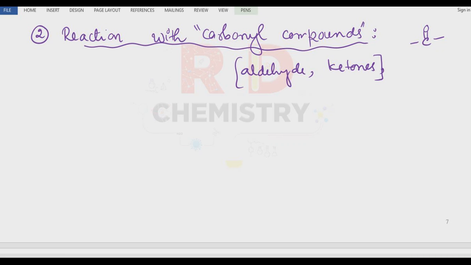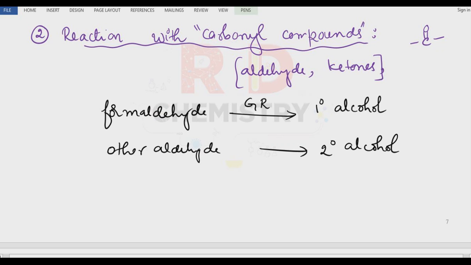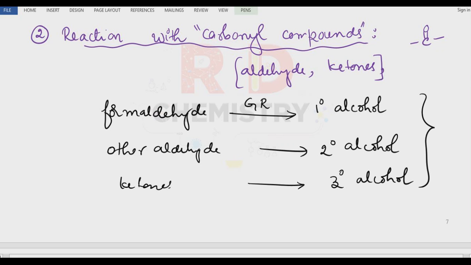Okay. One of the simplest aldehydes is formaldehyde. Remember, formaldehyde, when it reacts with the Grignard reagent, let me write Gr, it always gives a primary alcohol. If I take any other aldehyde other than formaldehyde, other aldehydes always give rise to secondary alcohols. Whereas if I take ketones, all types of ketones will give rise to tertiary alcohols. So these are also the methods of preparation of alcohols from the carbonyl compounds like aldehydes and ketones.